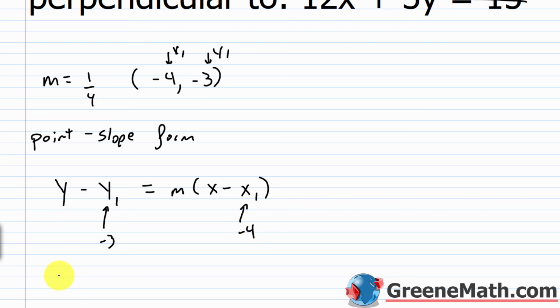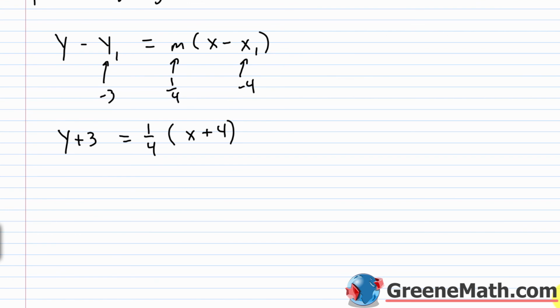So I'll have y minus a negative 3, so that's y plus 3, is equal to, and I forgot to say that I'm going to plug in a 1/4 for m, so is equal to 1/4 times this quantity x minus, and we're subtracting away negative 4, so I'm going to put plus 4. All right, so I'm going to solve this for y right now. Again, this is point slope form. If it asked for that, we'd stop there.